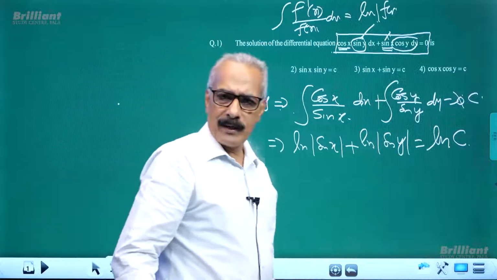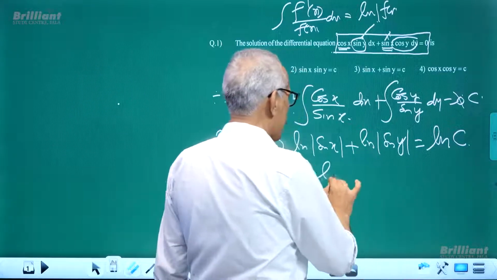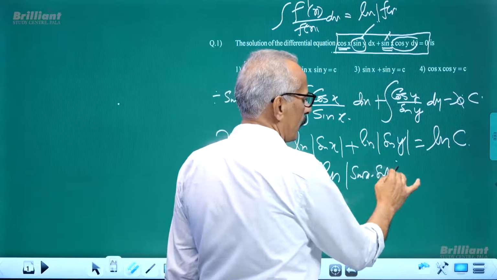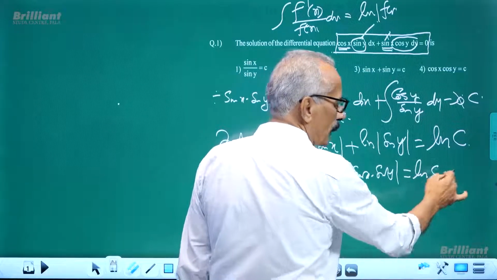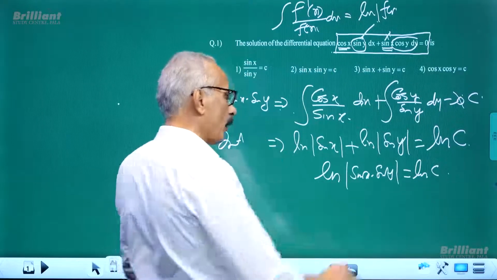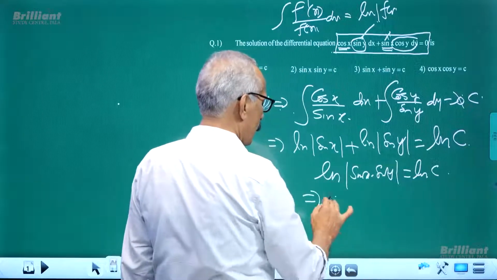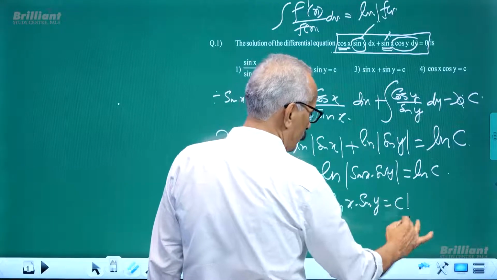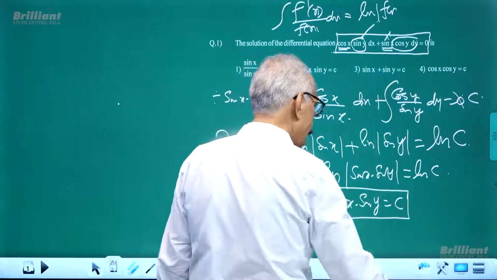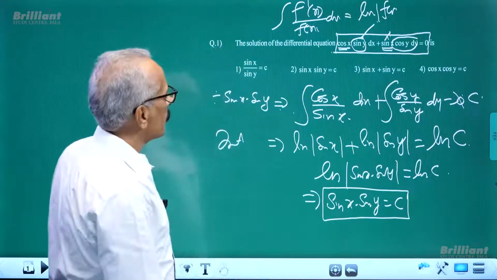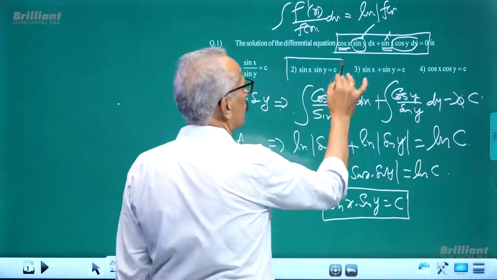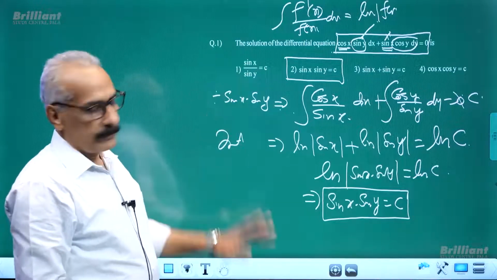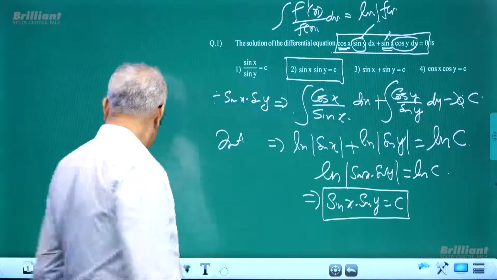Log a plus log b is log ab, that is logarithm of sin x into sin y equal to logarithm of c. Take anti-log or remove logarithm as we say. Therefore, sin x into sin y equal to a constant. That is option 2. Clear? So, second option. On to the next question.